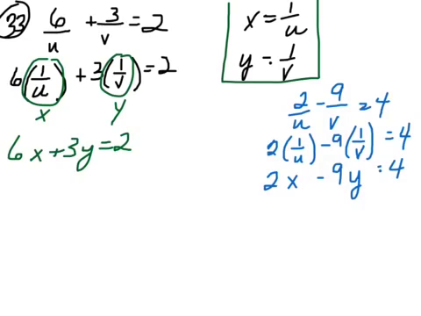Okay. So I've got these two equations, and if I want to solve them, substitution doesn't look like it's working out so well. Let me go ahead and write these. I'm going to go ahead and go to a new slide because I know I'm not going to have room to work this. Okay, so let me write these on a new slide. 6x plus 3y is 2, and I have 2x minus 9y is 4.